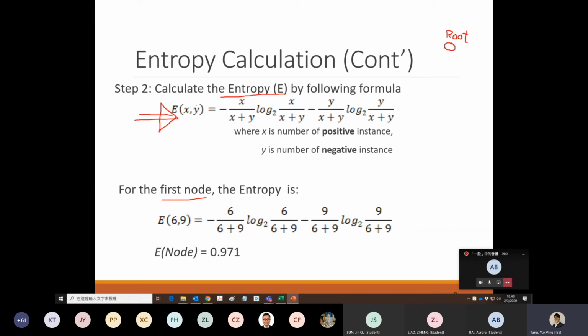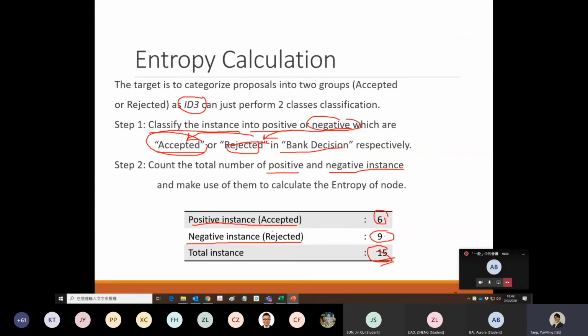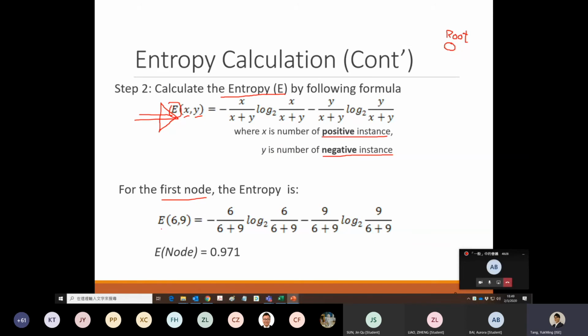So what is the meaning of this equation? In this equation, E represents the entropy, and X refers to the number of positive instances, and Y refers to the number of negative instances. In order to calculate the entropy for the root node, as we just calculated, we have 6 positive instances and 9 negative instances. That means we are going to calculate E(6, 9), because 6 refers to the positive instances and 9 to the negative instances.